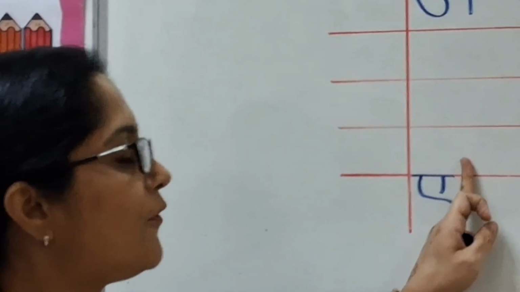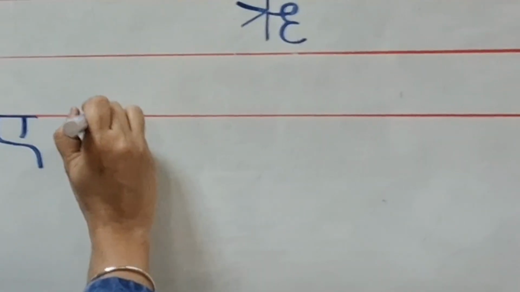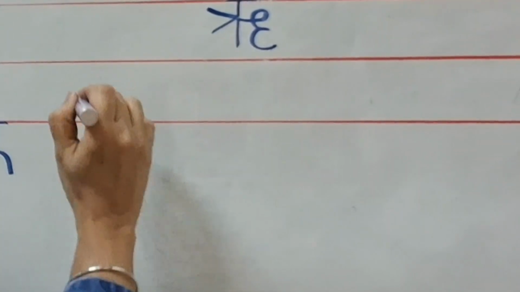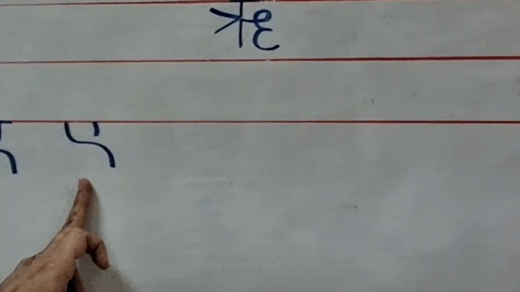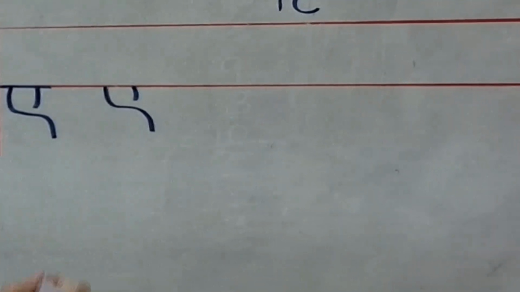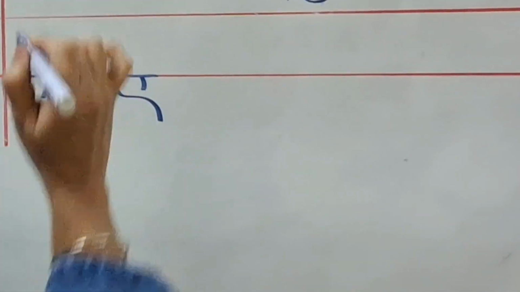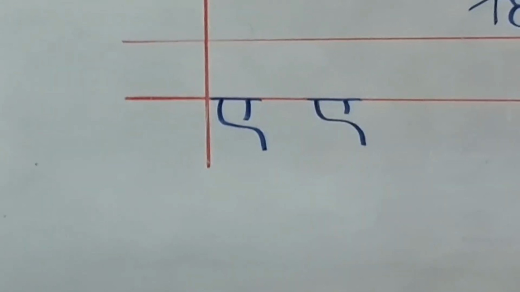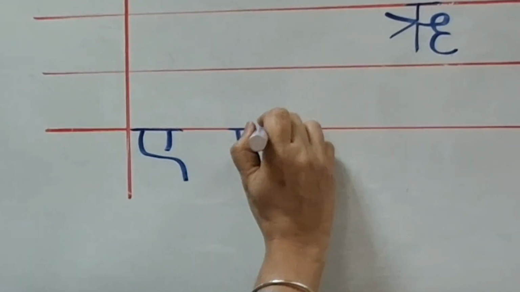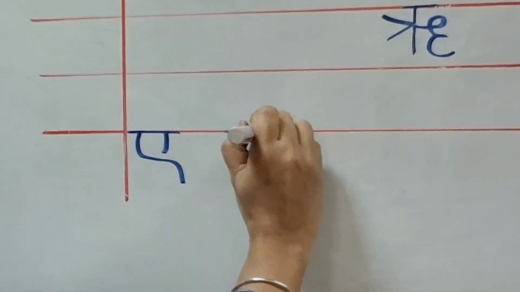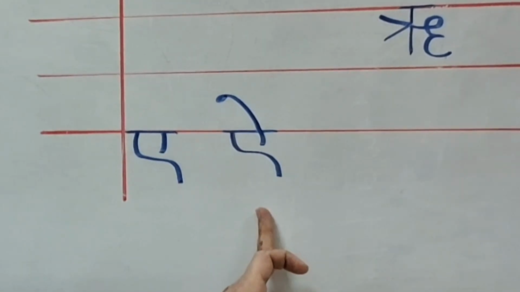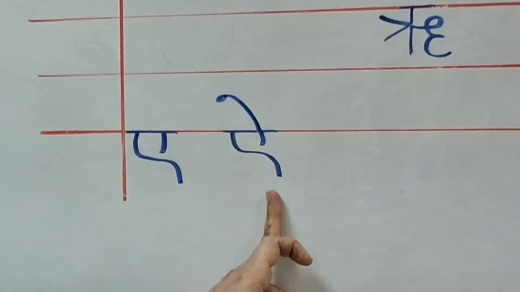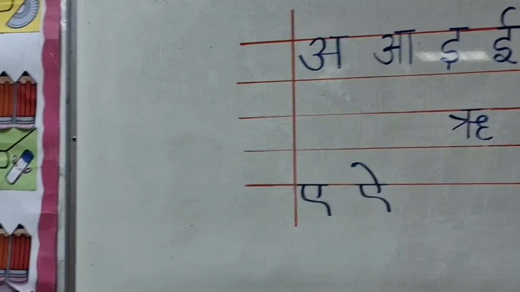Now leave one finger's gap and write ऐ से ऐनक. How do I write ऐ से ऐनक? Again I will write A and then I have to put one tail going up. Now what do I do? I have to start from this standing line and put a tail on top. So this becomes ऐ से ऐनक.